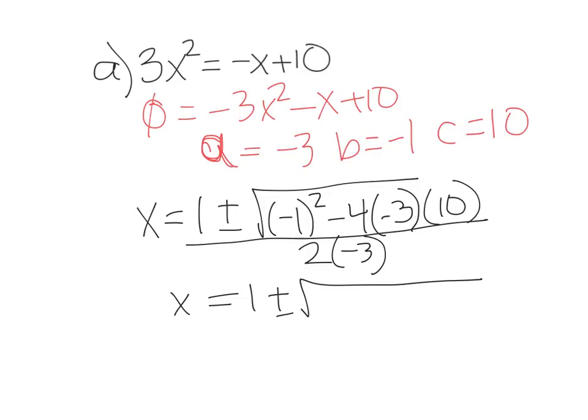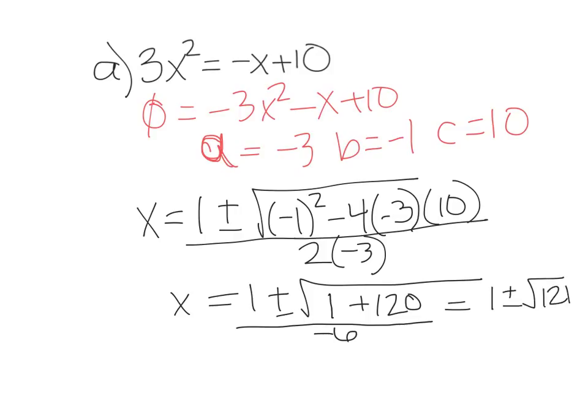X equals 1 plus or minus the square root. -1 squared gives me 1. -4 times -3 is going to give me +12. Times 10 gives me +120. All over -6. That's going to give me 1 plus or minus the square root of 121 over -6. Well, what's the square root of 121? 11. So I have x equals 1 plus or minus 11 over -6.